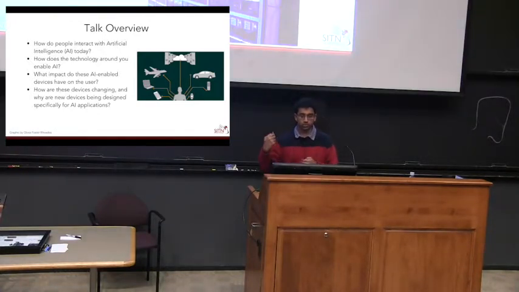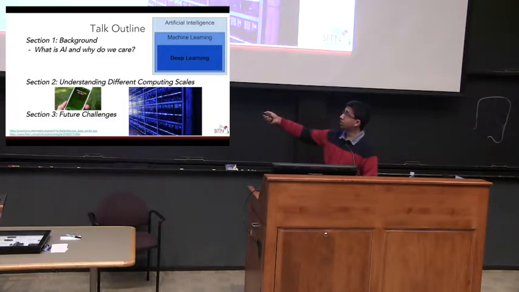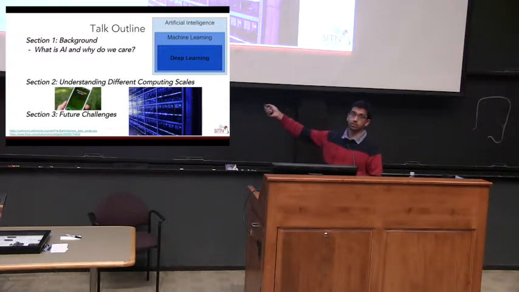So the talk will be separated into 3 sections. We'll start off with a bit of background on what AI is and why we care about it. Section 2 is going to talk about understanding computing at different scales, and in particular, we're going to focus on mobile devices like our cell phones and also these data centers.